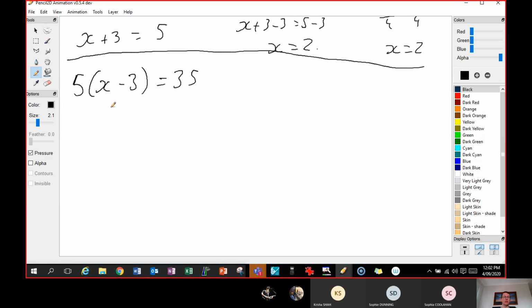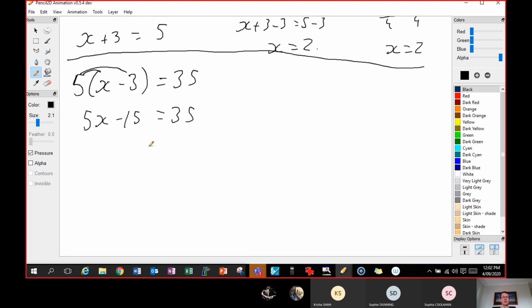So really, if you wanted to build up this equation, you think about what's happening. It's got 5 lots of x and 5 lots of 3. So you could expand it first. You've got 5x minus 15. So I've got 5 x's and I've got 5 negative 3s. 5 negative 3s will give me negative 15.